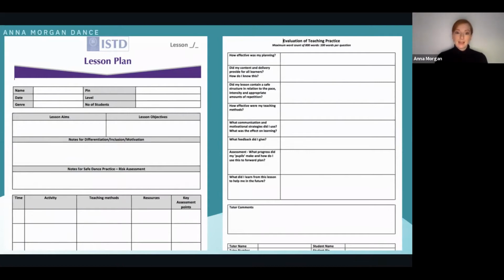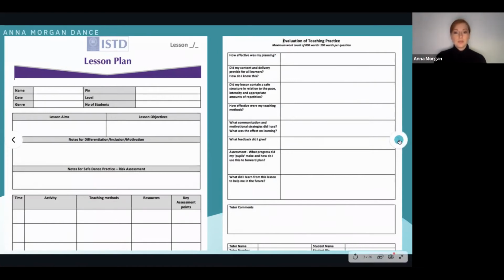So you complete that before the class. Then you teach the class, and then you complete this page, which is your evaluation. You can see it's 800 words maximum, so it's roughly 100 words per question, and you're just going to go through these questions, which we'll look at in more depth in a minute. You'll then send that document, so the plan and the evaluation in one document, to your tutor, who will then write comments here to you. Potentially that may need a discussion via Zoom or otherwise, and you will also just need to fill in your name and PIN at the bottom here. And that's one of your lesson plans and evaluations done.